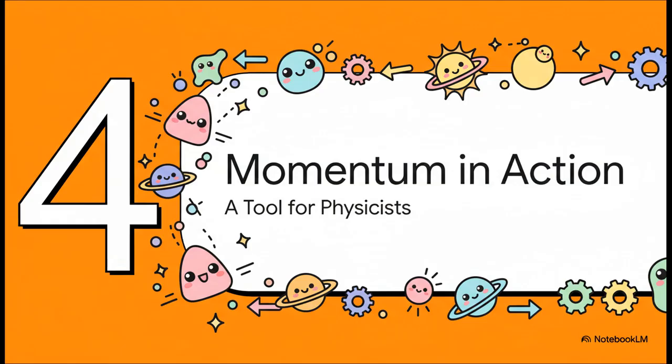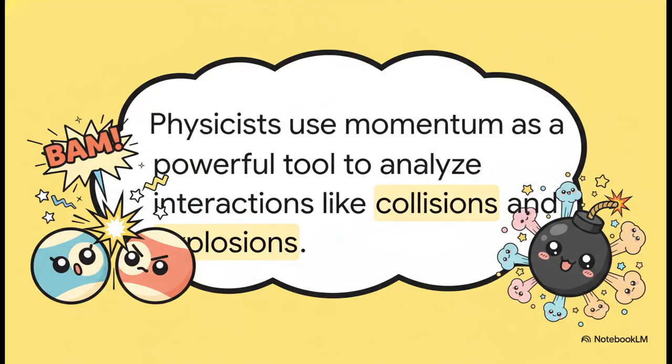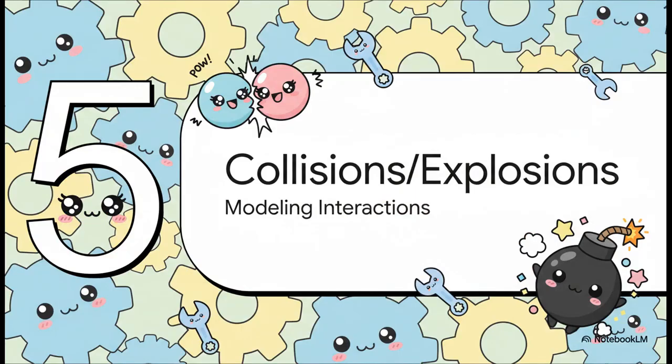Physicists use it all the time to predict what's going to happen when things interact. And specifically, momentum is like the master key for figuring out the two most exciting kinds of interactions you can think of: collisions, where things crash together, and explosions, where they fly apart. So let's take a look at how this actually works.